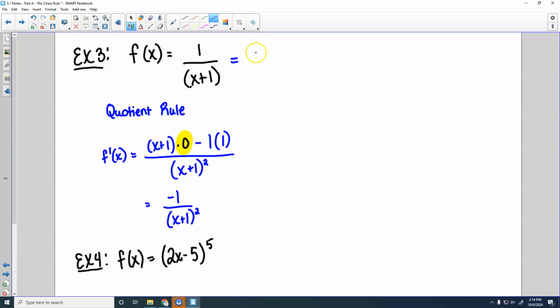This could be rewritten with negative exponents. So that would make it 1 times x plus 1 to the negative 1. Essentially, every quotient rule problem can be rewritten with negative exponents. Now, sometimes it just gets more complicated, and as a teacher now that knows more than I knew when I was in high school, I don't think it's always a great idea. But you can change this to negative exponents. So if you change it to negative exponents, you can use the chain rule.